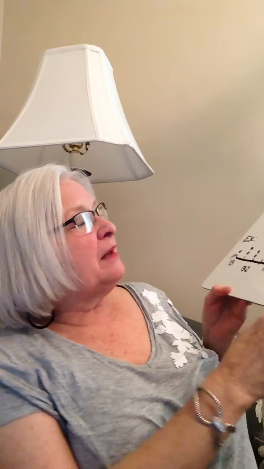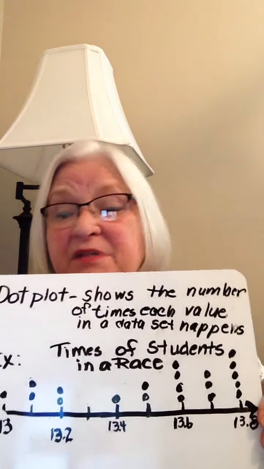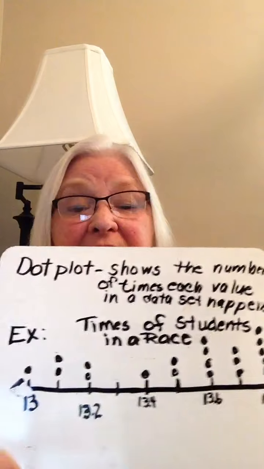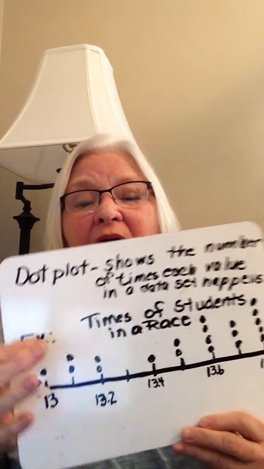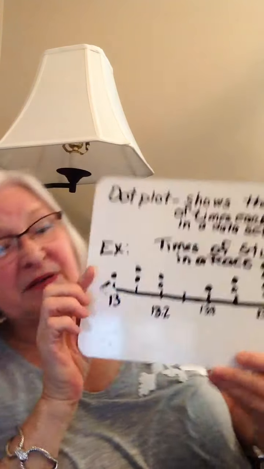Let me read to you what it says. A dot plot shows the number of times that each value of a data set happens. So this is an example, and it's about the times of students in a race. When you see a dot, that means that's how many times it happened.